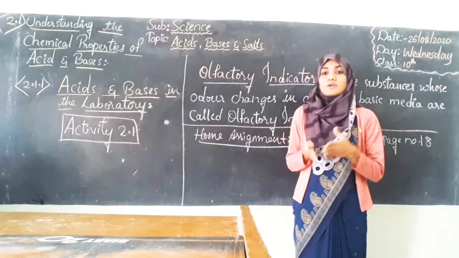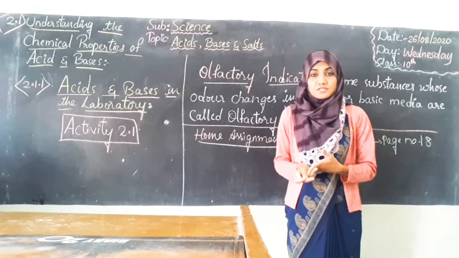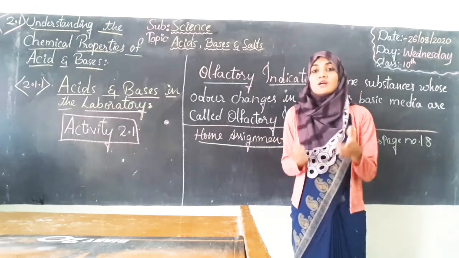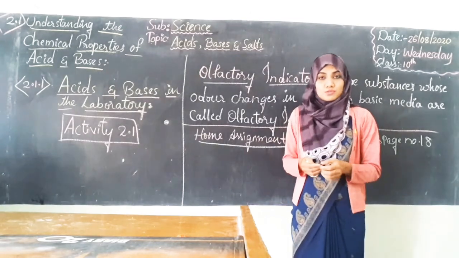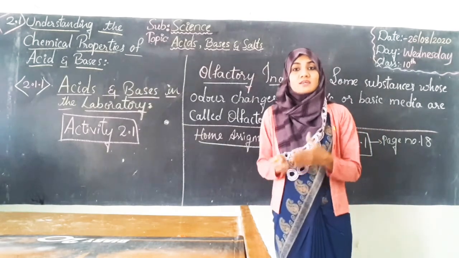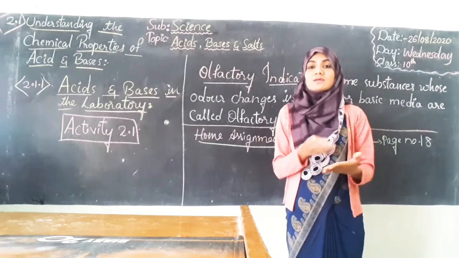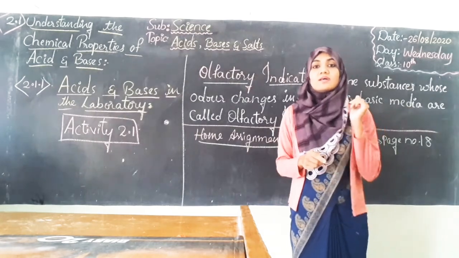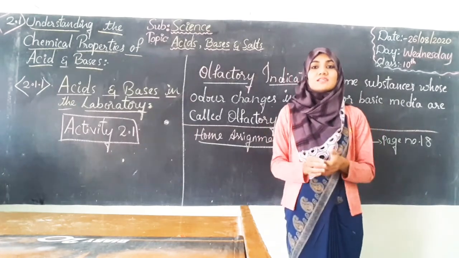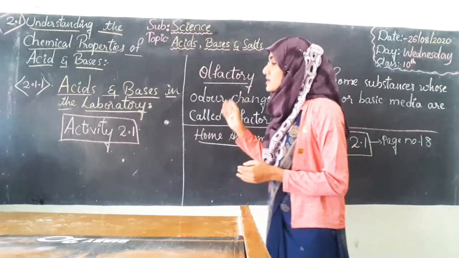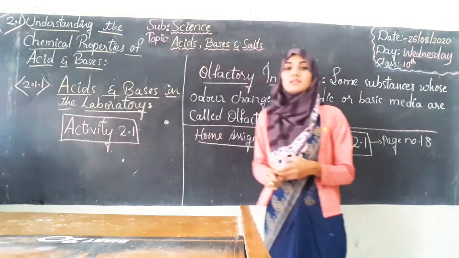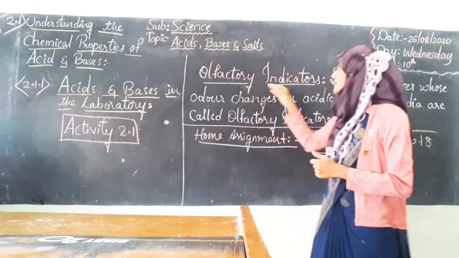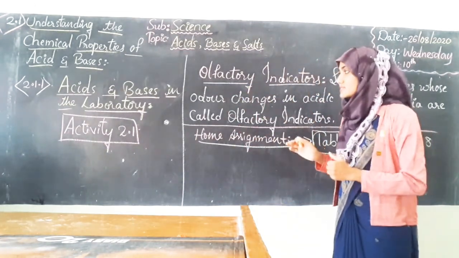Students, from the video laboratory activity, we can now confirm the nature of the chemicals through the indicators we used, to detect whether the chemicals we had taken were basic or acidic by the change in color of the indicators, that is, the litmus papers and the solutions. So that's all about acids and bases in the laboratory. In that video we also came across a term, olfactory indicators. So once again, let's revise what it is.